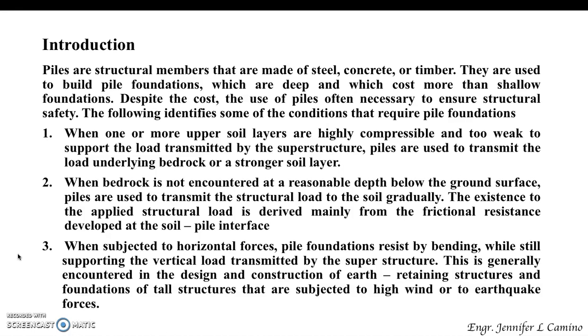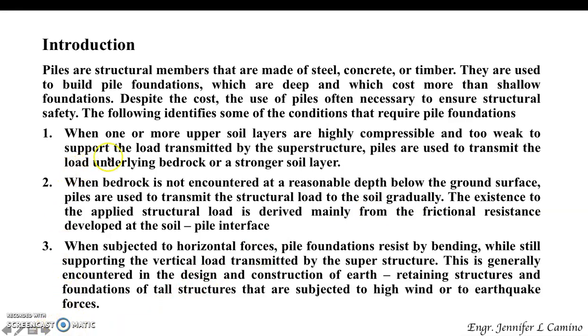So basically, pile foundation is very costly. But despite the cost, the use of pile foundation is often necessary to ensure structural safety. So we have here conditions that require pile foundation. What are those conditions that may require pile foundation?